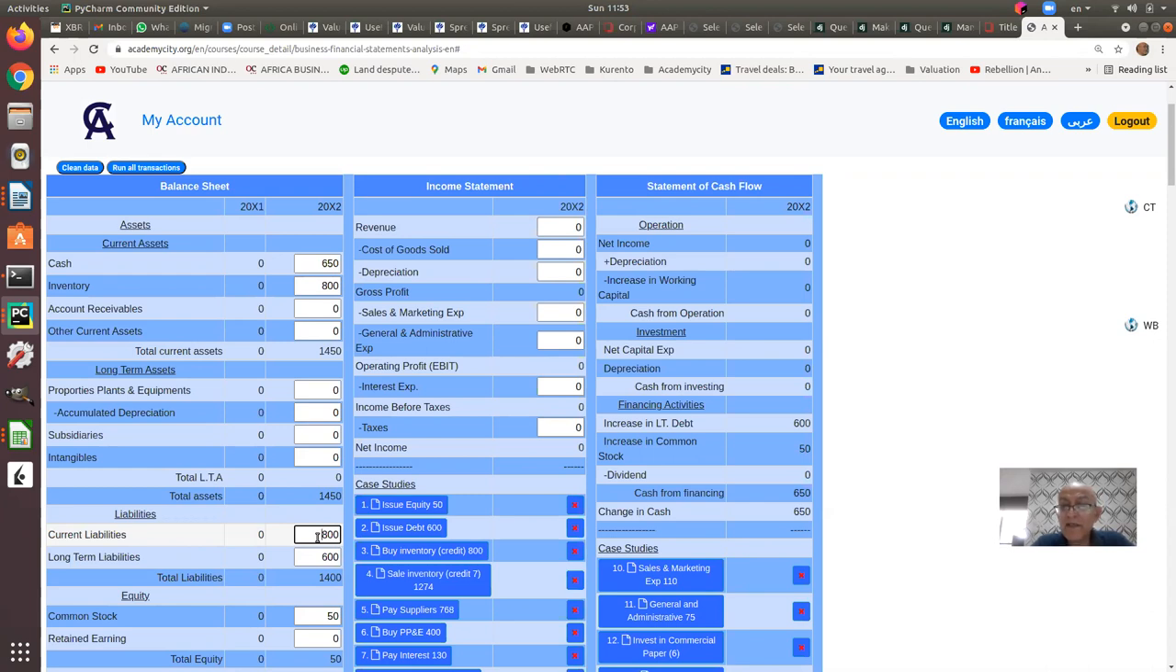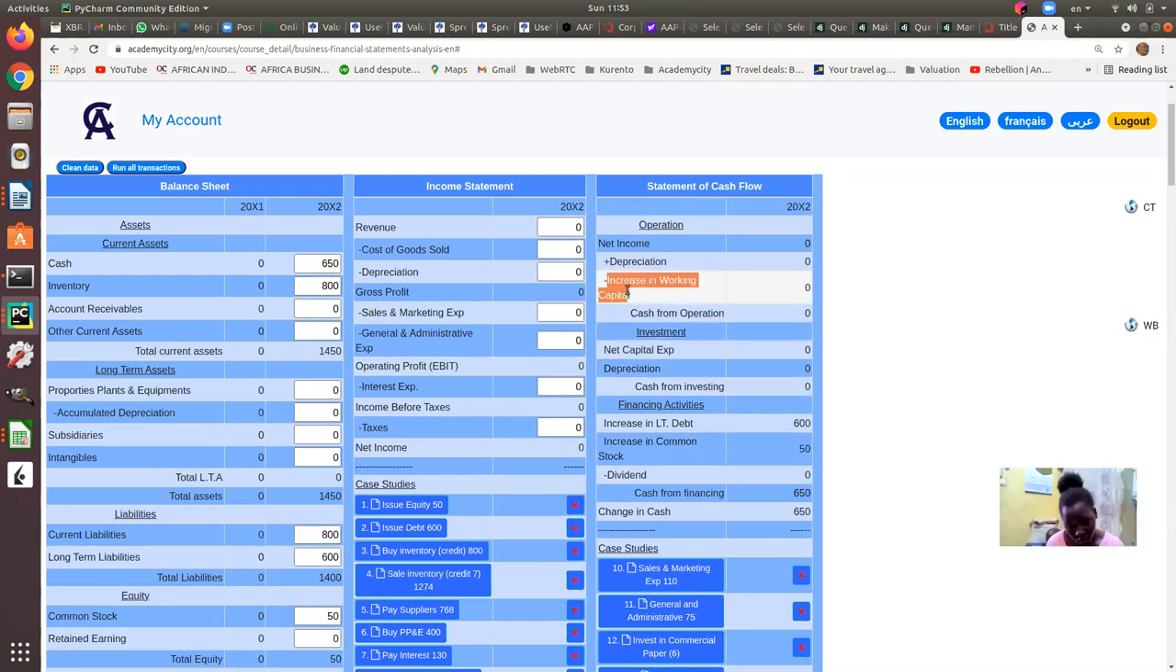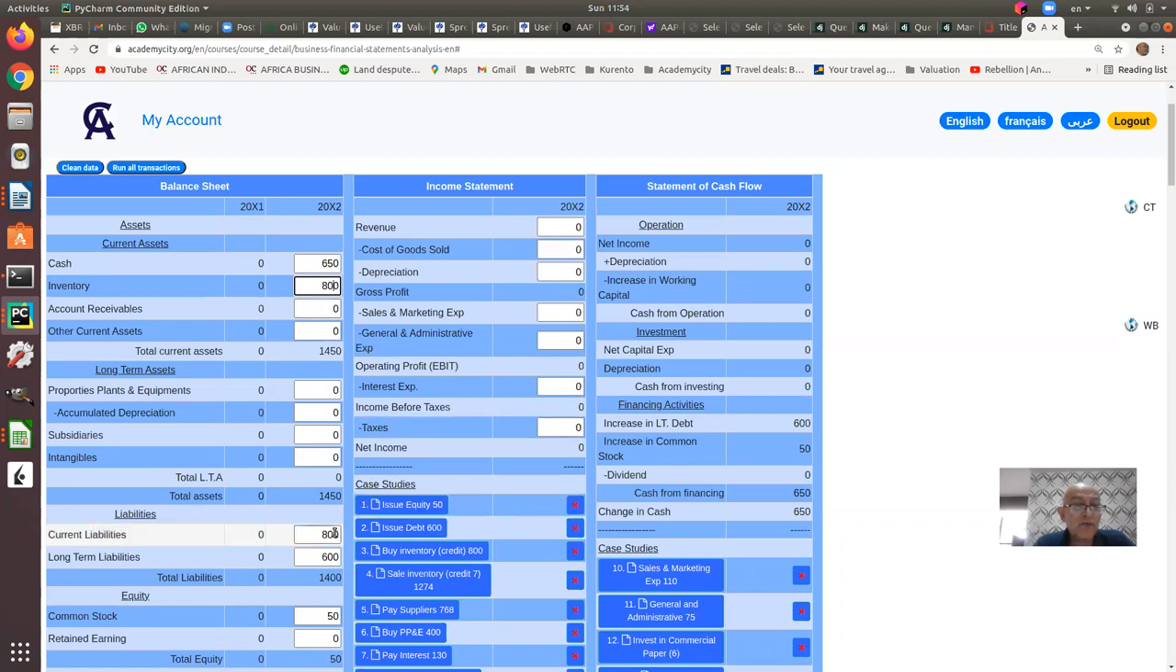What happened to working capital? No change. Therefore, when I look at the statement of cash flow and I look at the increase in working capital, there is no change. That's why we don't have any change in the cash. Nothing affected cash. Only current assets went up and current liabilities went up. No surprise, no change in the working capital, no change in the cash. Students have a hard time with that one. Please review this video again and again. Watch it even two or three times, and then it will be clear. It's very confusing in the beginning.